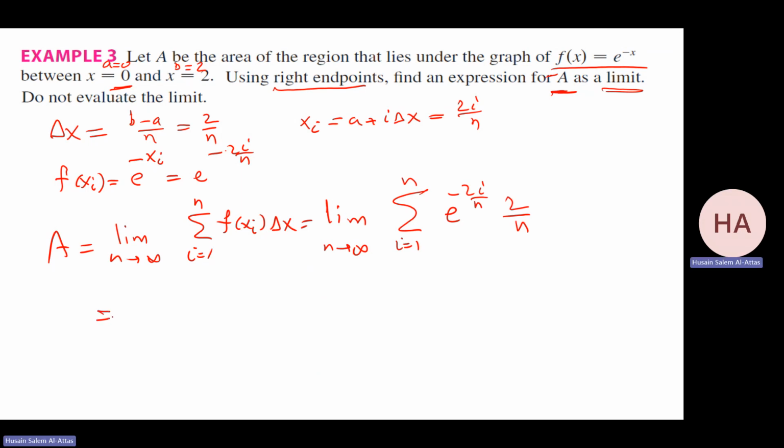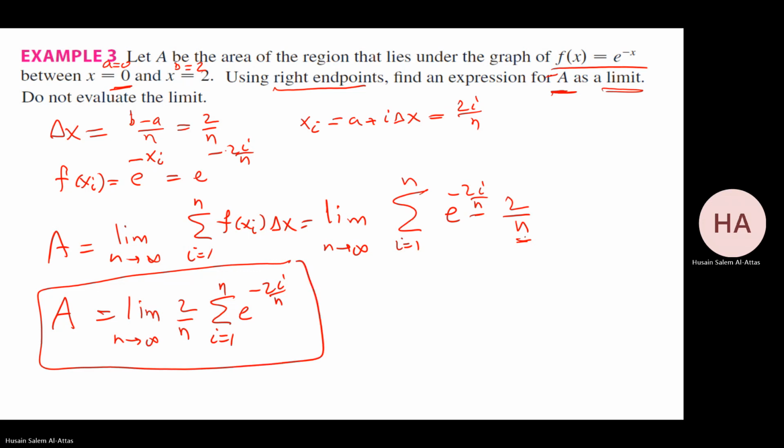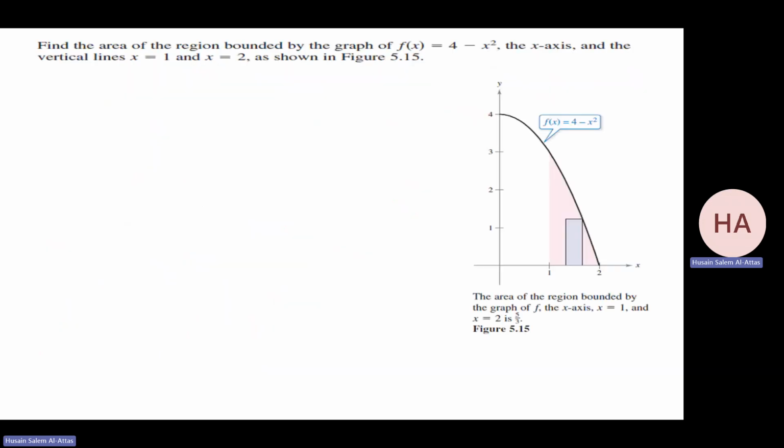Which is, that will be limit n goes to infinity, 2 over n, summation i equals 1 to n, e to the power minus 2i over n. That's it. This is not related to i, so I can take it out. No, this one is related to i, so I cannot take it outside the sum. So that will be my answer. As a limit, this is the area. Can you do this? No, I don't have formulas to do that, so you cannot do it.